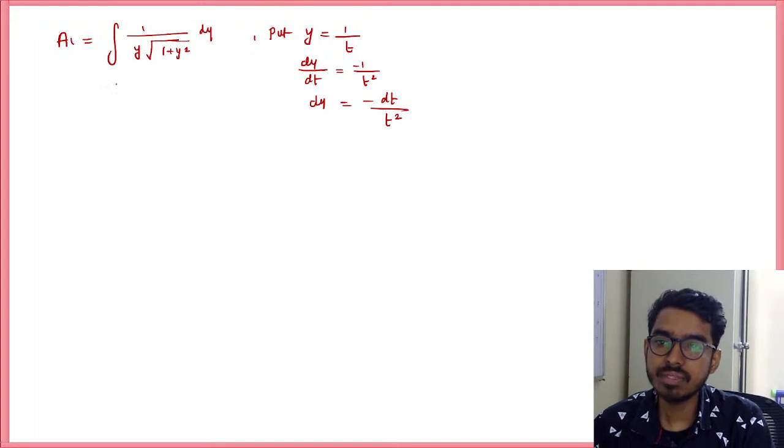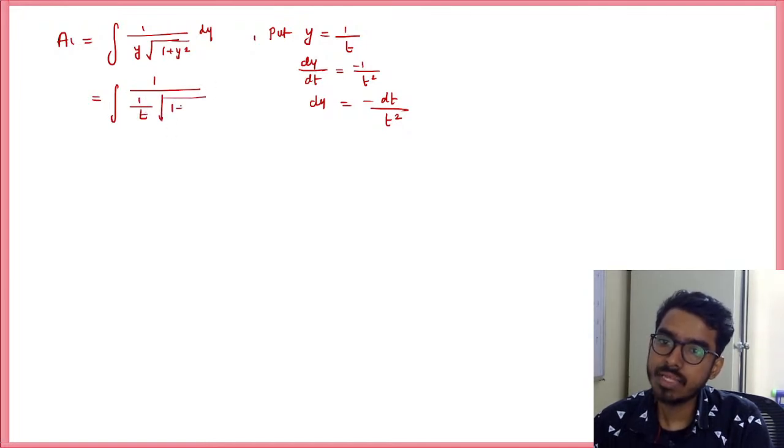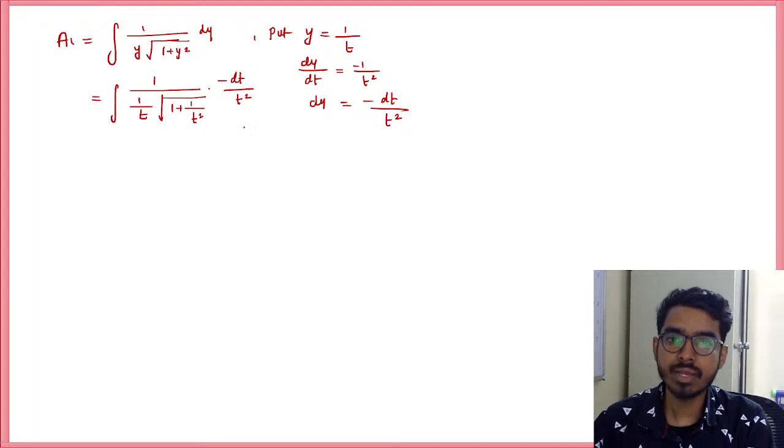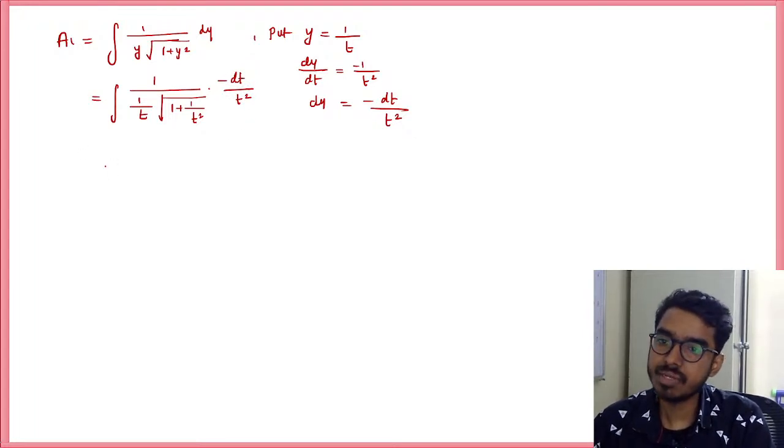So after performing this, this will be the integration of y divided by root of 1 plus y, where y is 1 by t, into dy. So dy is minus dt by t square, right? Minus dt by t square. So this will be integration of 1 divided by, so 1 by t.